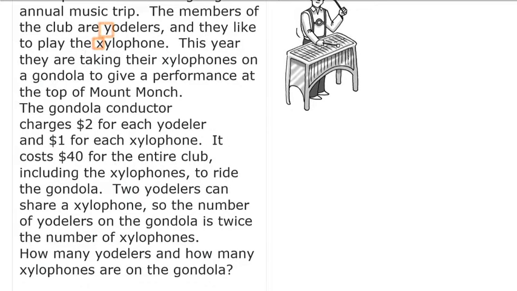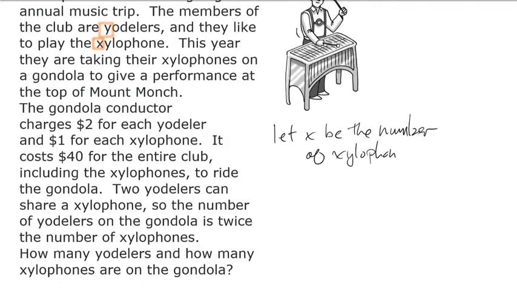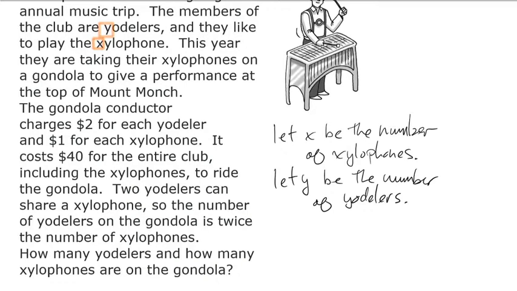One of the first things we want to do is very clearly identify what our variables are for this situation. We have X and Y, and we are going to, I think, quite naturally say, and we'll write this down, let X be the number of xylophones. And we're also going to say let Y be the number of yodelers. Xylophones?